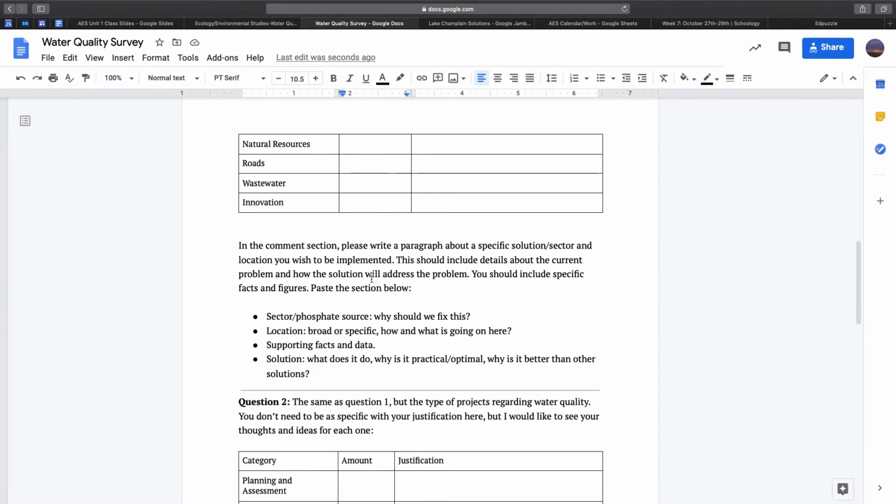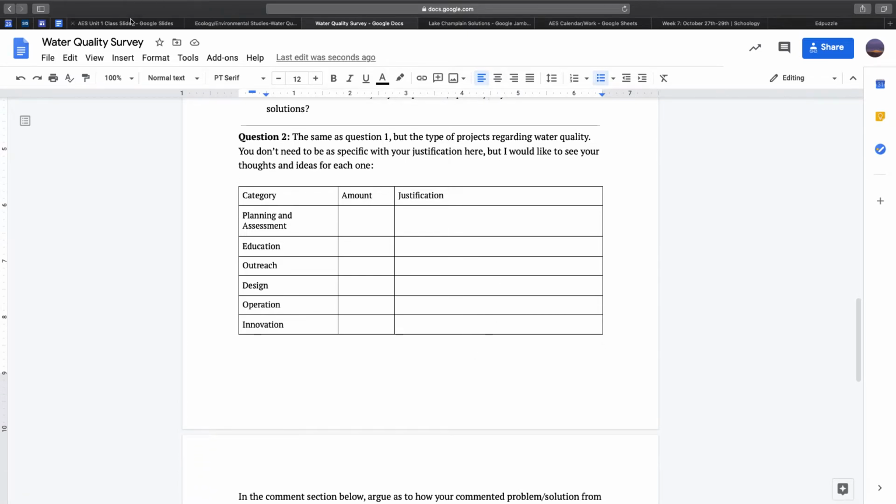Furthermore, in the comment section on the first question, you're really going to be writing a short paragraph where you identify a really specific problem and source of phosphate. You're going to list some supporting facts to the Agency of Natural Resources. And finally, what is your proposed solution in terms of what does it do, why is it practical, and why might it be better than other solutions?